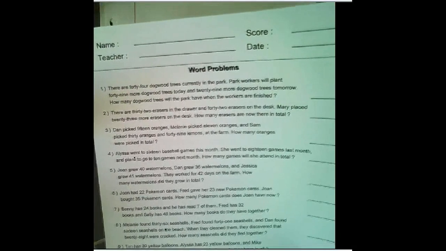So I'm going to, let me try zooming in on this so we can get it a little bit better.